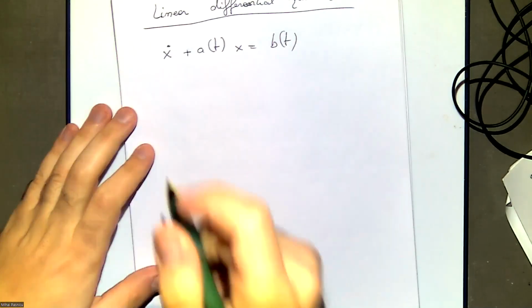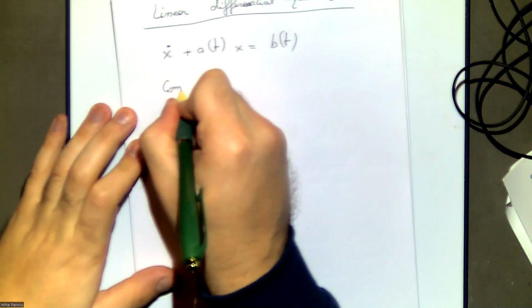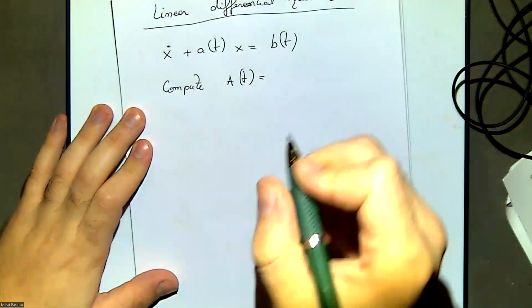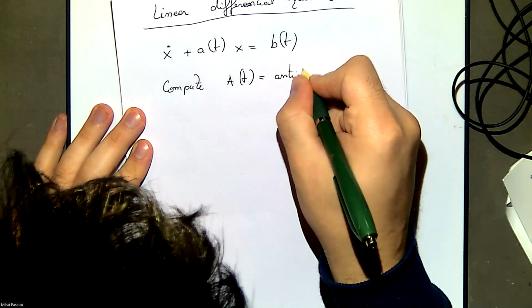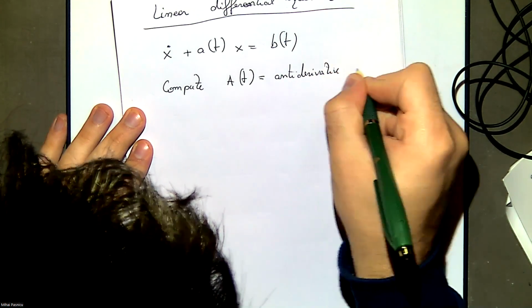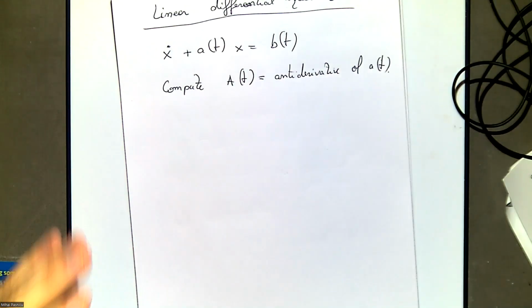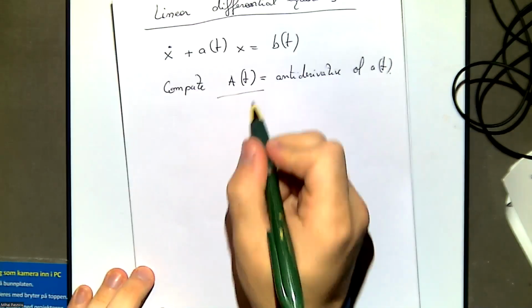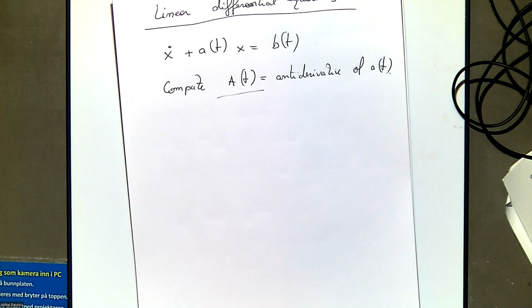If you haven't done differential equations before, I would highly recommend writing it in exactly the same form. Now, the first step in solving this is computing the antiderivative or the primitive, big A of t, which is the antiderivative of small a of t. Okay, that is the first step. For all intents and purposes in this course, whenever you see this and you've computed big A of t, immediately use the formula and you're done.